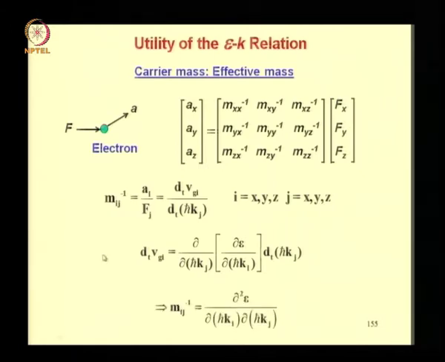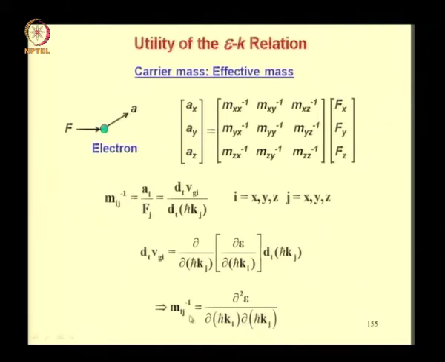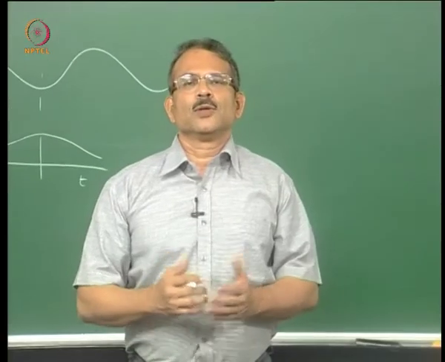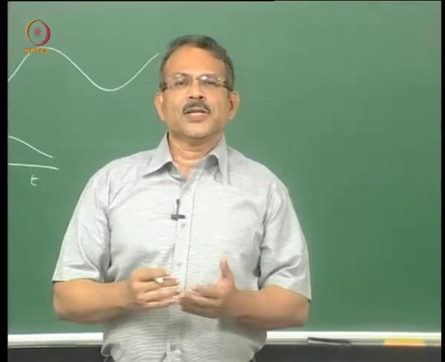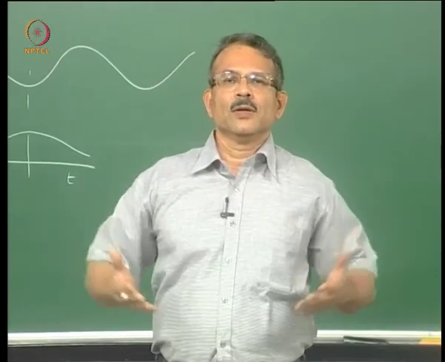Now therefore, if you substitute this term here, it works out to Mij inverse is equal to dou square E by dou of h cross ki into dou of h cross kj. Now this is how you calculate the particular term of this effective mass tensor. Now this is how the Ek relation can be used to determine the effective mass. So in general the Ek relation will be fairly complex when you look at the 3-dimensional picture.